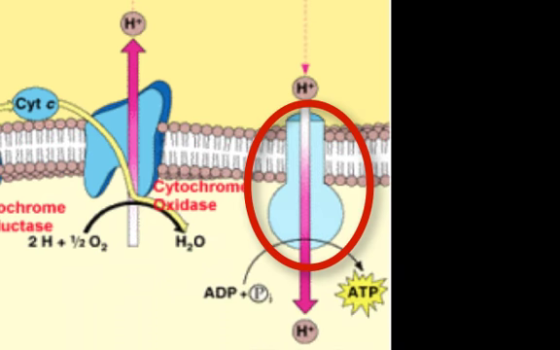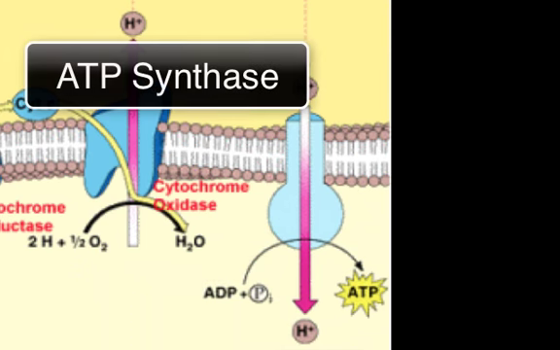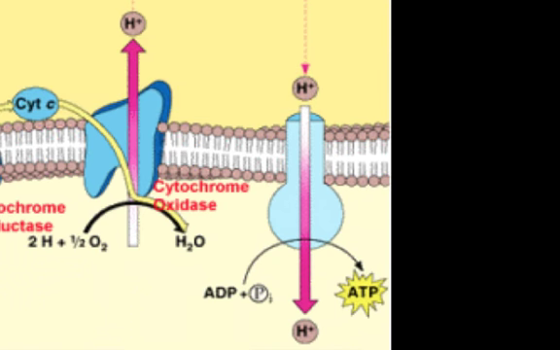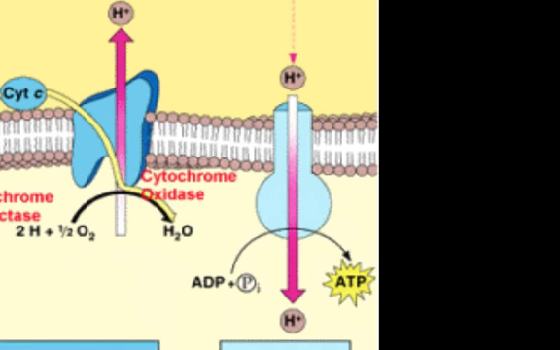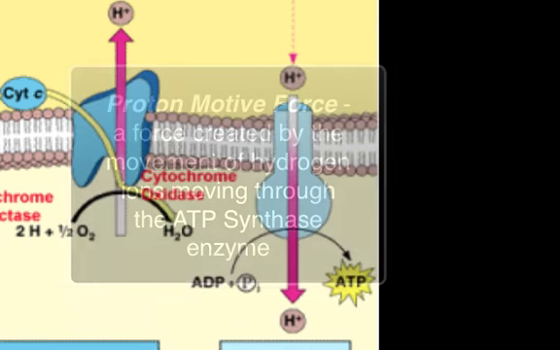Here's an enzyme in the cristae that has an important role of phosphorylating ADP into ATP. It's called ATP synthase. The electron transport chain created the proton gradient that powers this enzyme to do the endergonic process of making ATP from ADP. Those hydrogen ions, or protons, provide what is called the proton motive force as they move through that enzyme.